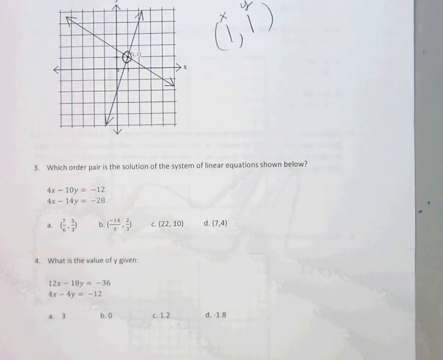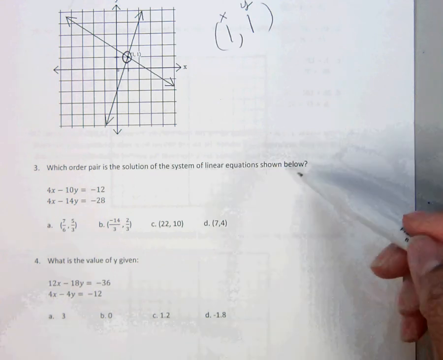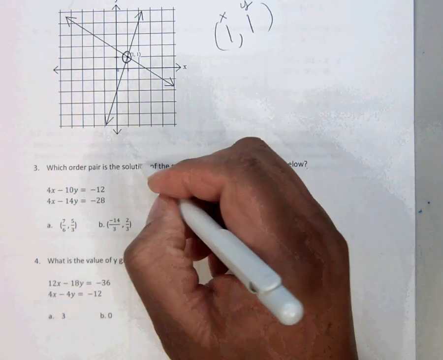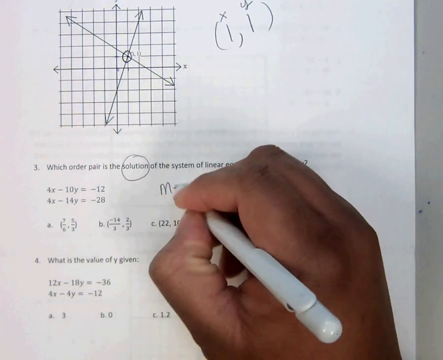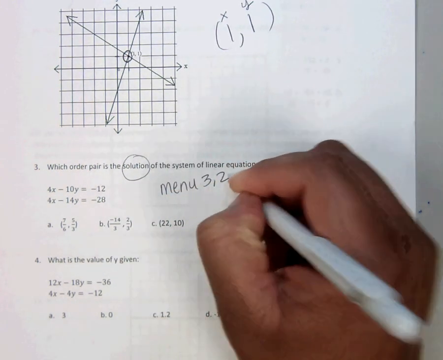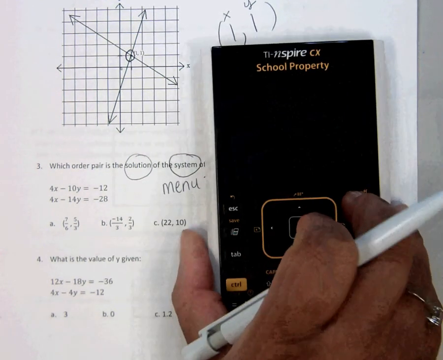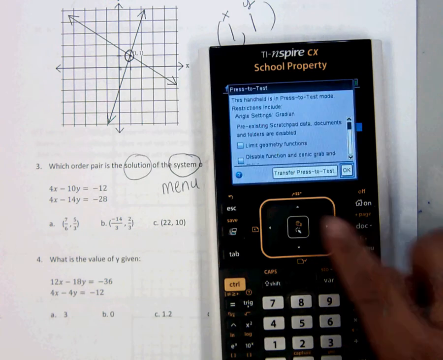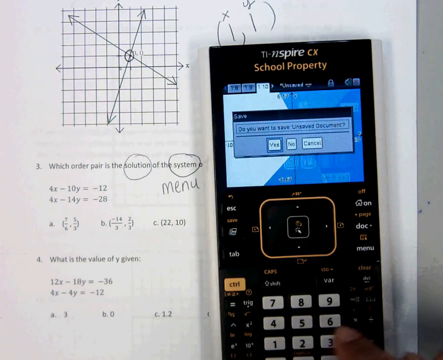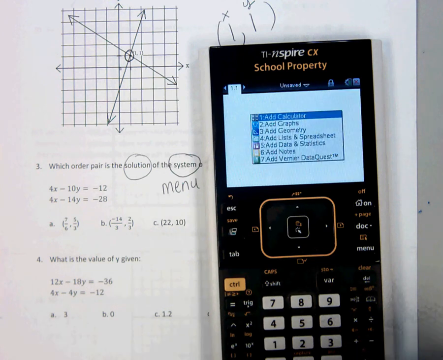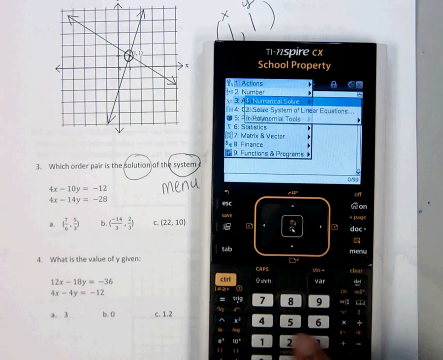Number 3. Which ordered pair is the solution of the system of linear equations shown below? So we want to know the solution. Menu 3, 2. Solution to the system. So we want a new document. No, we do not want to save. Add a calculator. Menu 3, 2.